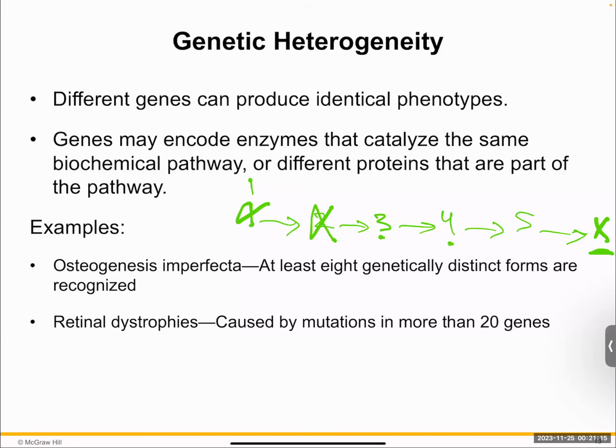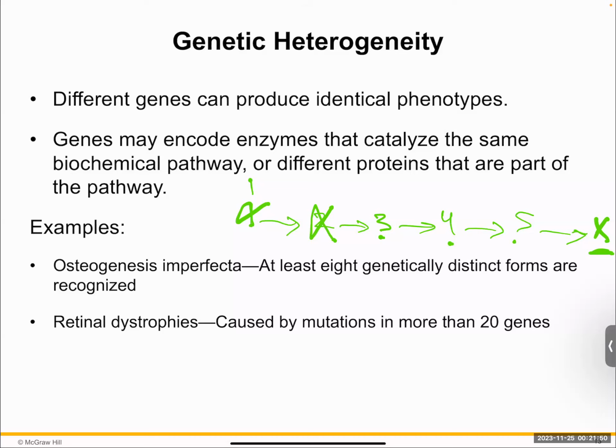Same thing with 3, 4, and 5. So you can have all healthy genes in a row with the exception of one of these, and the final effect will always be the same. An example of this medical situation where you have multiple genes causing the same outcome is osteogenesis imperfecta, where 8 different types of mutation in the gene have the same effect on the body, causing osteogenesis imperfecta, which is basically a problem with the development of the skeletal system.